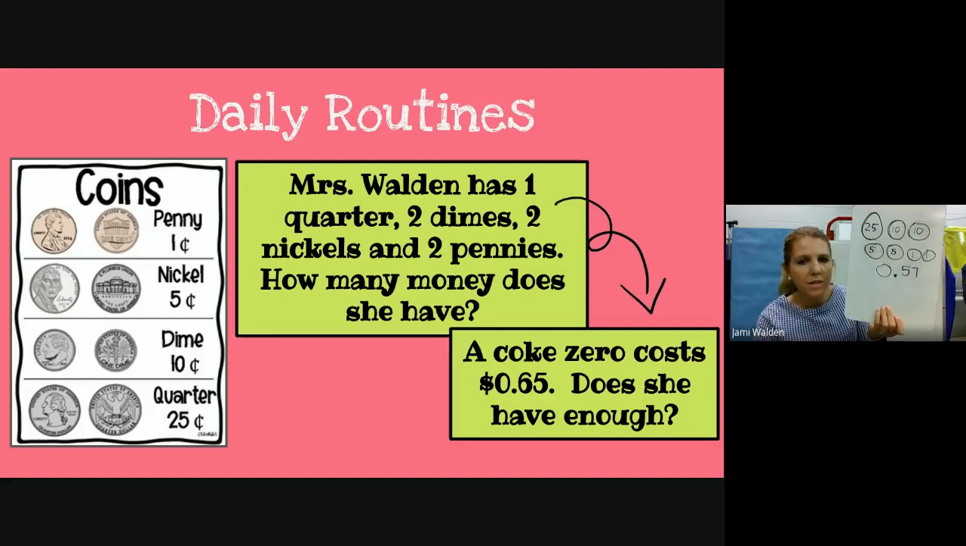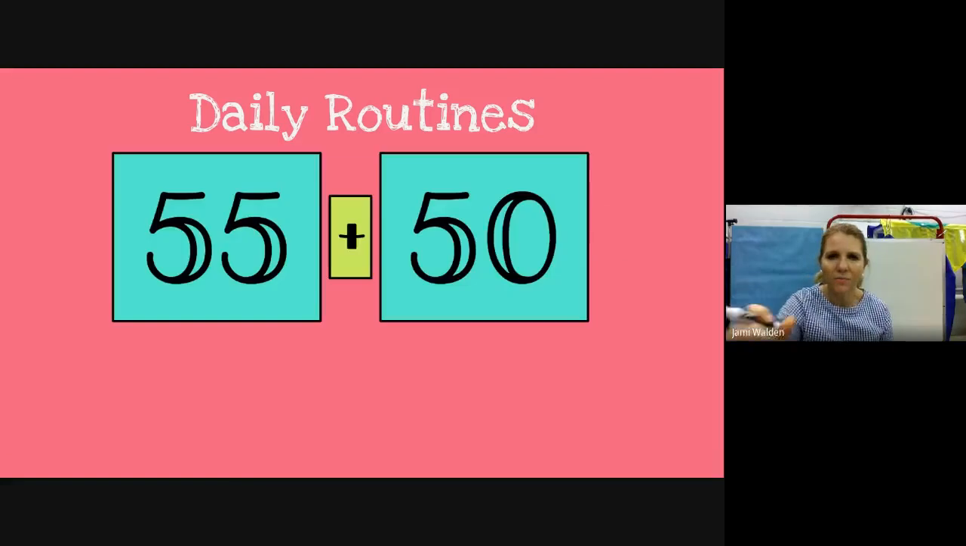Now the second part says a Coke Zero costs 65 cents. Does she have enough? Do I have enough? No, I don't. How much more would I need? Let's put 57 in our head and count up to 65 and see how much I need. 57, 58, 59, 60, 61, 62, 63, 64, 65. I would need 1, 2, 3, 4, 5, 6, 7, 8 more cents. Good work.